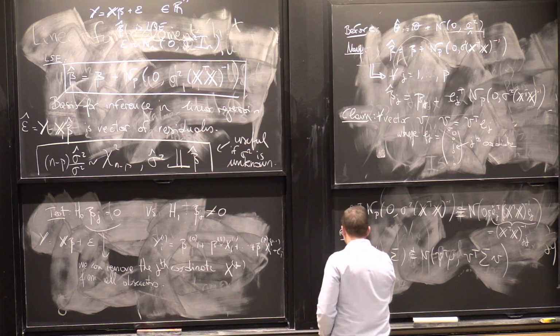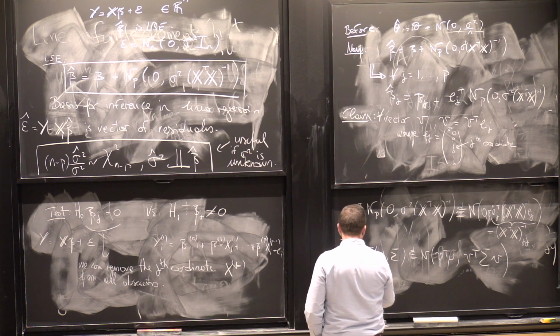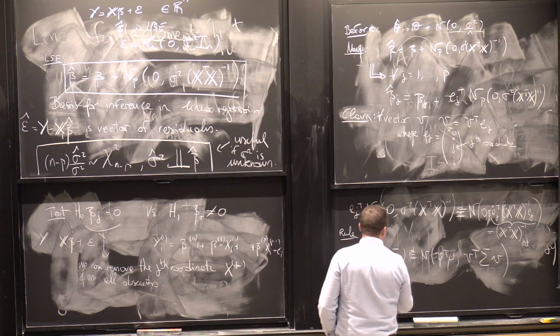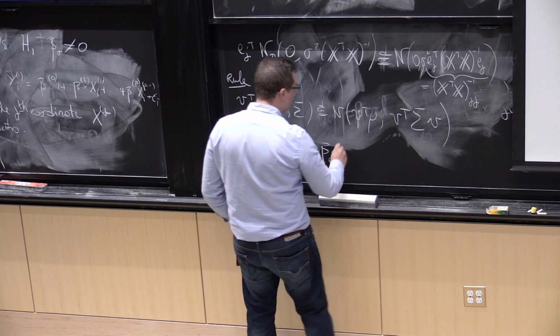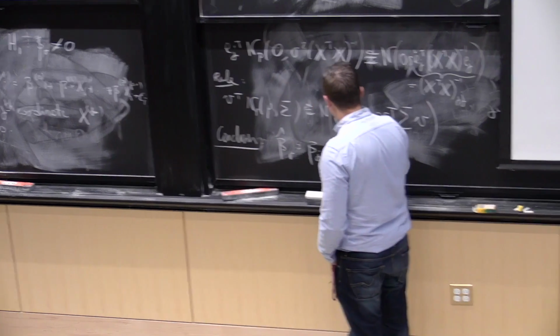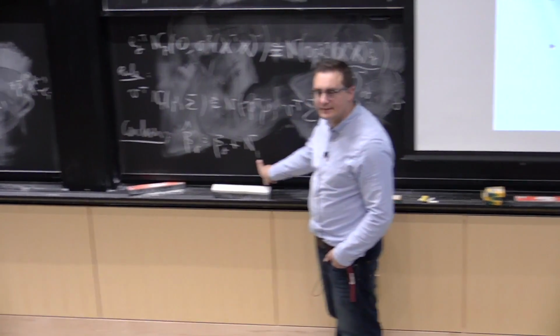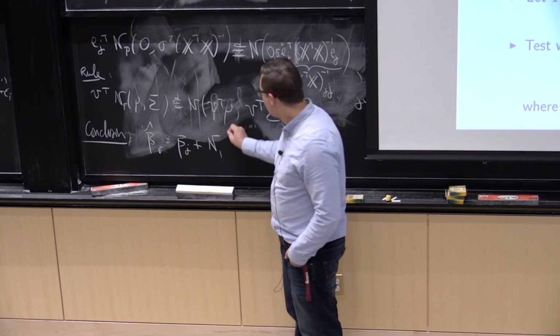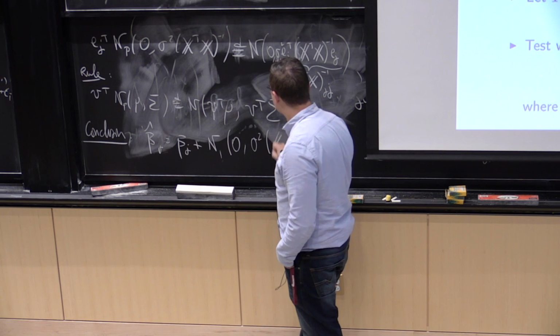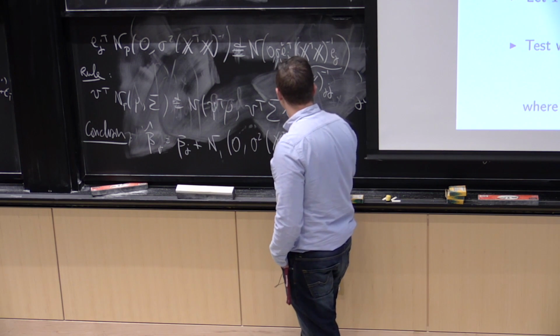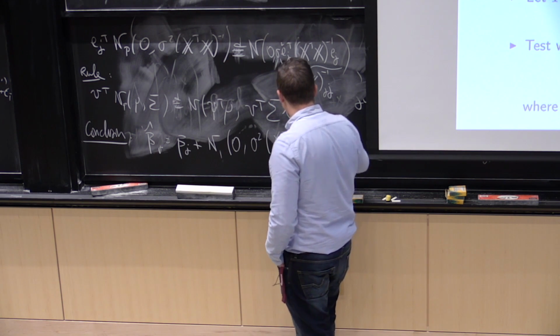So the conclusion is that beta hat j is equal to beta j plus some N, and I'm going to emphasize the fact that now it's one-dimensional, which means mean 0 and variance sigma squared times the jj element of X transpose X inverse.